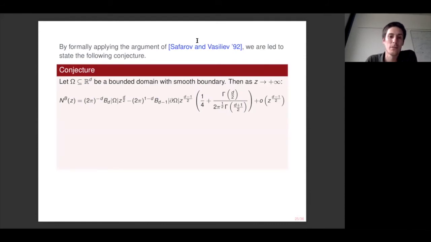So we believe that for a bounded domain with smooth boundary, the two-term expansion of the buckling counting function is this one. As you can see, in the constant of the second term there are two parts, and the first part, this one with the 1/4, is exactly the constant of the second term of the Dirichlet-Laplacian eigenvalues, while the buckling also has this second part in the second term.